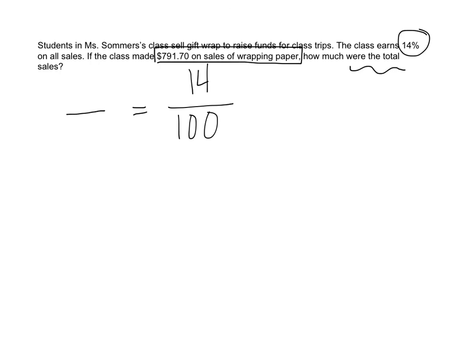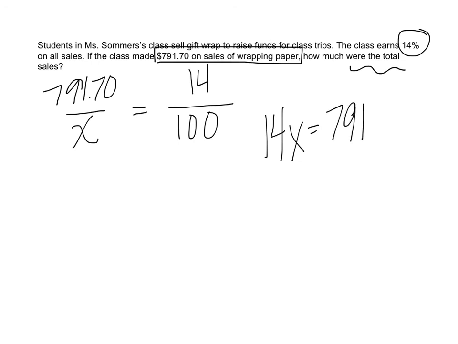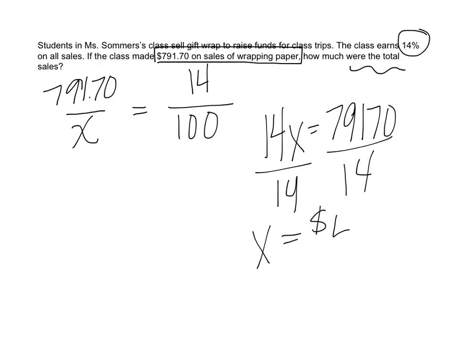So how much were total? Think part over whole. This right here, the 791.70, is my part, and I'm figuring out my whole. So we can cross multiply. So we get 14x equals 79,170. Divide both sides by 14. X is going to be 5,655.